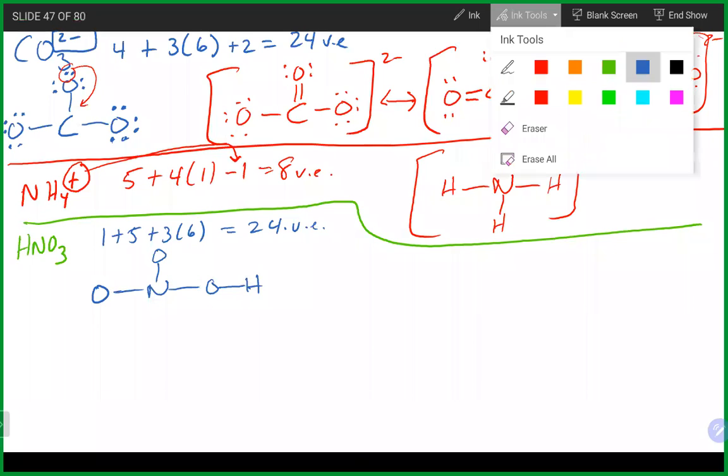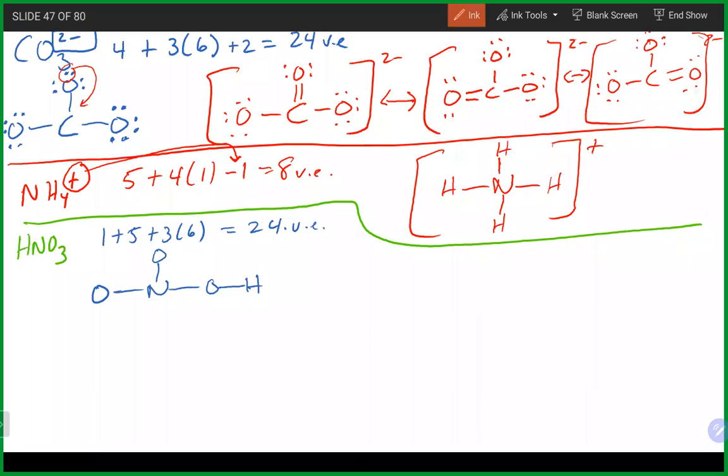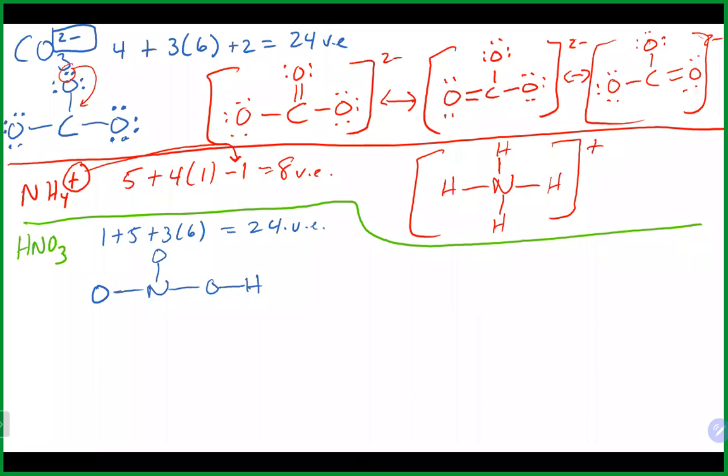At this point, we want to count up how much we've used. So that's 2, 4, 6, 8 electrons. That means I've got 16 more to go. We're going to do the same thing. We're going to work on the outside and then come in. So we will put dots on hydrogen or no? No. So then we will come over here to the oxygen on the outside.